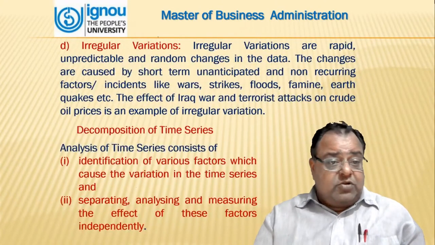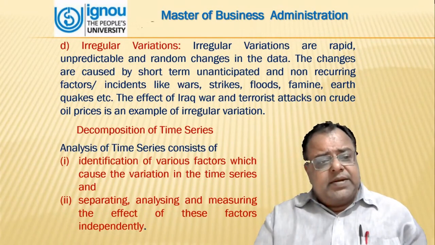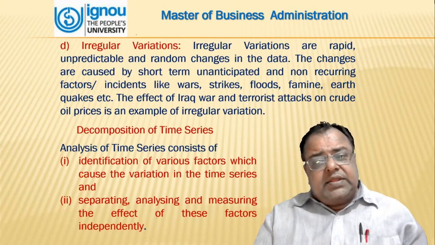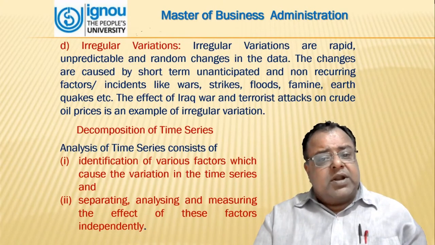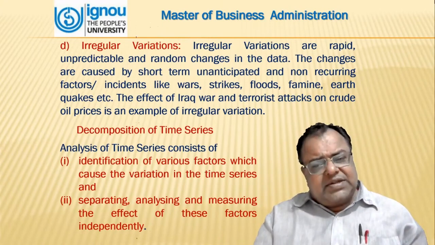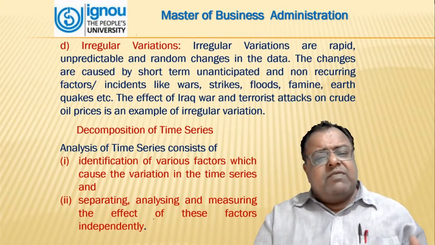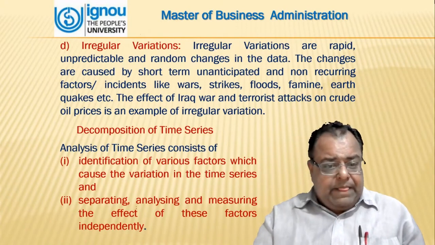Irregular variations, the fourth one. Irregular variations are rapid, unpredictable, and random changes in the data. The changes are caused by short term, unanticipated, and non recurring factors, incidents like wars, strikes, floods, famine, earthquakes, etc. The effect of the Iraq war and terrorist attack on crude oil prices is an example of irregular variations.